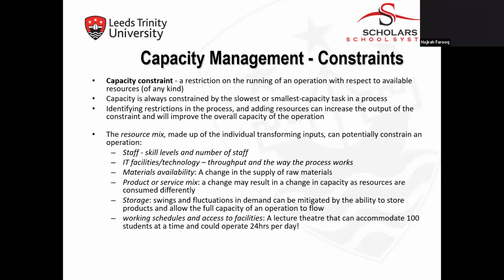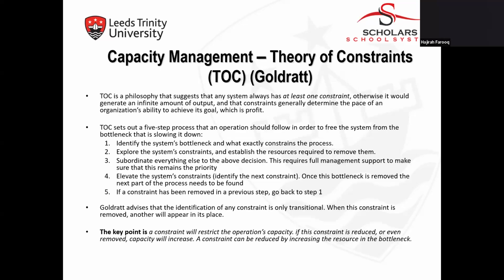Then there are some constraints of capacity management as well, which are restrictions on the running of an operation with respect to available resources of any kind. Capacity is always constrained by the slowest or the smallest capacity task in the process. Then we also discussed the resource mix, which is made up of staff, technology, materials availability, products or service mix, storage, and working schedules. Then we moved on to discuss the capacity management theory of constraints.